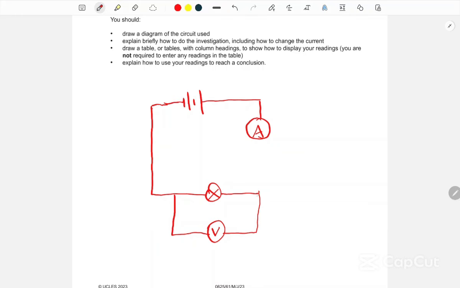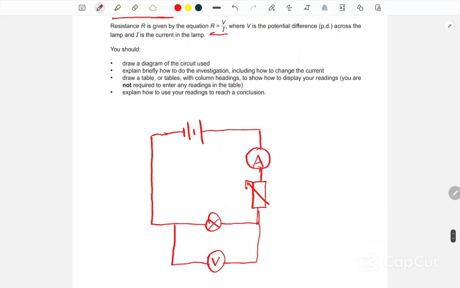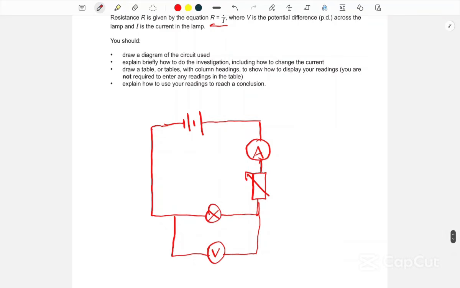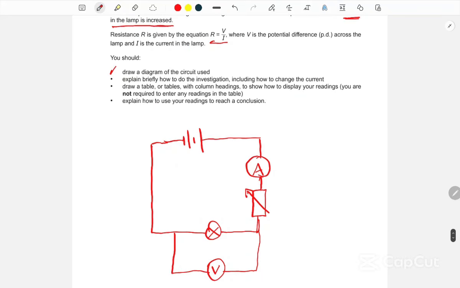And then finally, we have to find a way to change the current of the circuit, because in the experiment we are looking to change the current and see how it affects the resistance of the lamp. So to change the current, what we can do is use a variable resistor. So this is the symbol for a variable resistor. We use a variable resistor to change the current. So if we increase the resistance, the current decreases, and if we decrease the resistance, the current increases. So they're opposites. So that's the first bullet point.